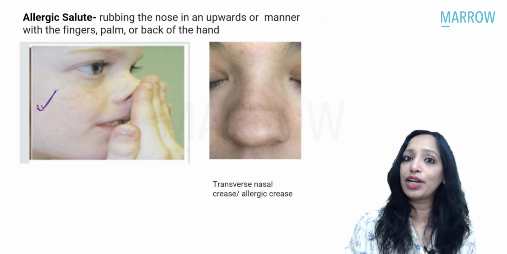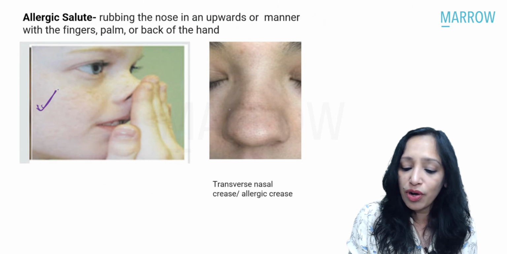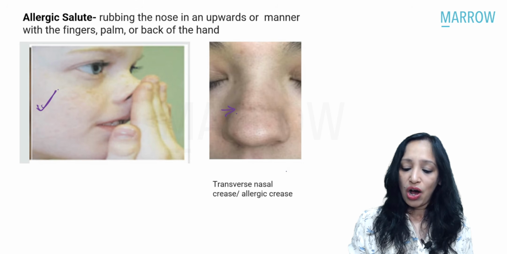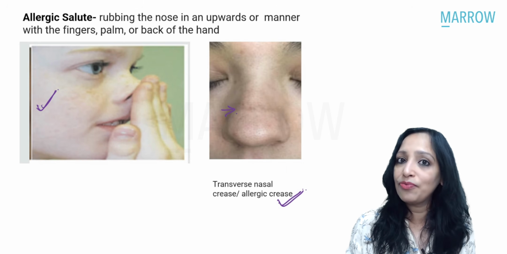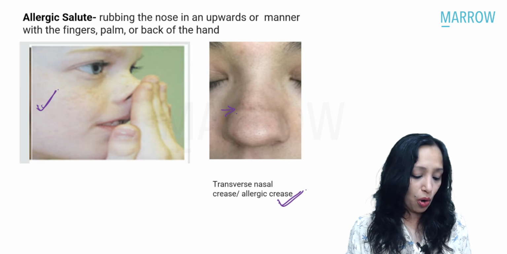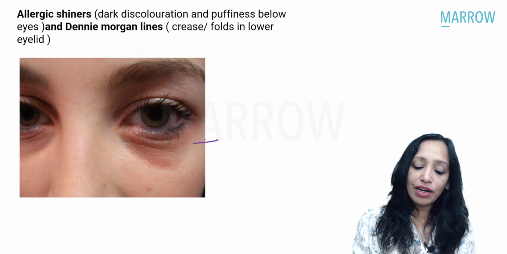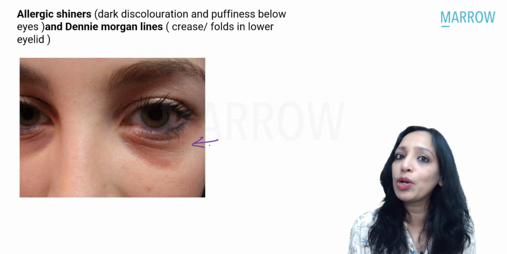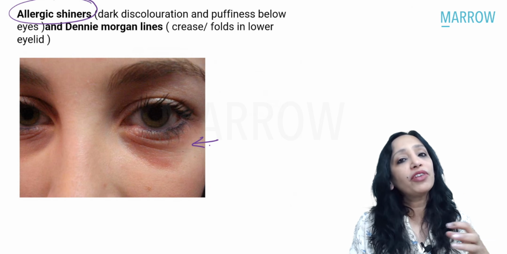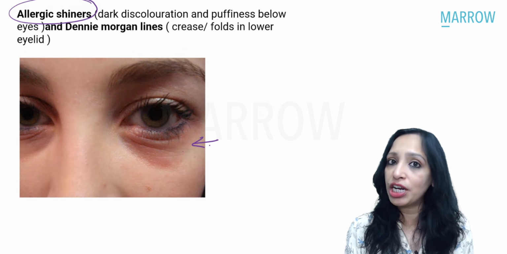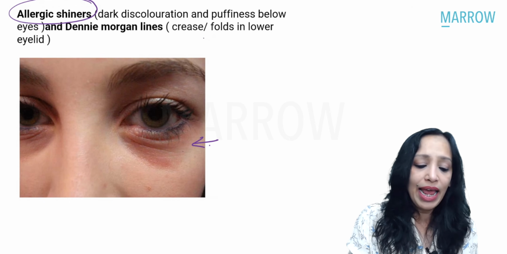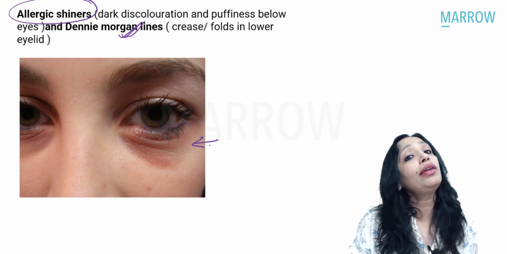And because of this repeated gesture, a transverse crease forms just above the tip of the nose. This is what is known as allergic crease. So this is again a feature, a spot diagnosis of allergic rhinitis. These patients also have dark discoloration below the eye and puffiness below the eye, and this is what is known as allergic shiners. And because of the puffiness below the eye, which is because of venous congestion due to nasal obstruction, they also develop folds in the lower eyelid, and that is what is known as Dennie-Morgan lines.